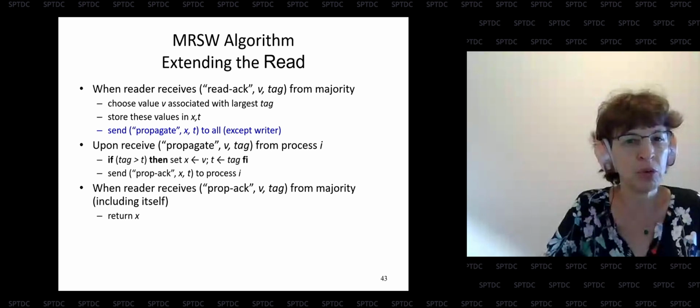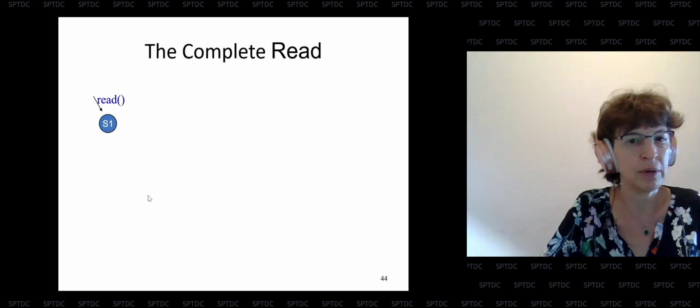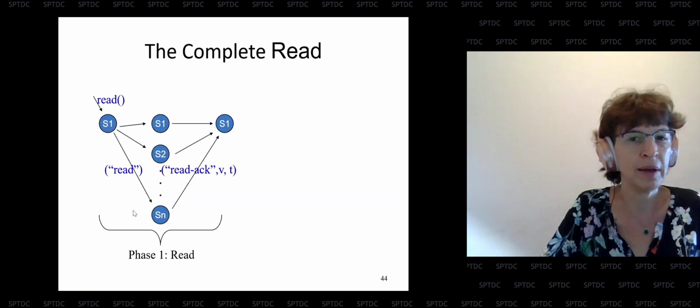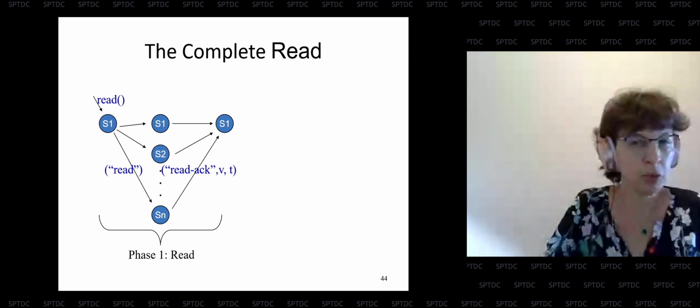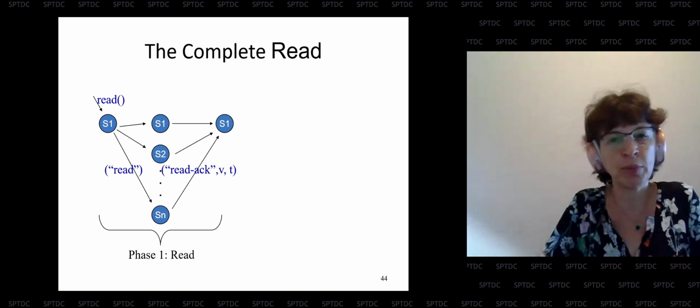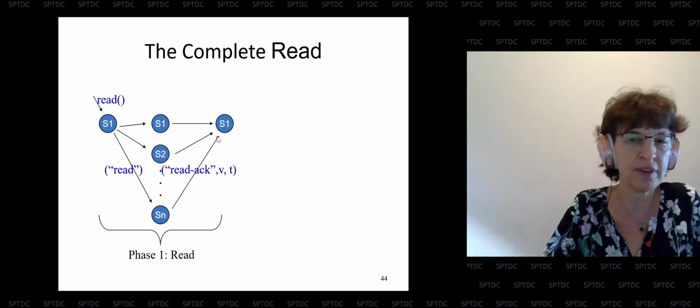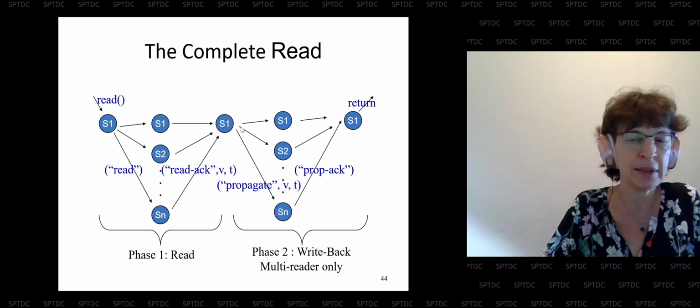This is exactly what we did on write. And then we wait for a majority to send these acknowledgements and to return it. Okay, so this is what it looks like. We do the read, we find the value to return. We know what we're going to return, but we can't go home yet because we have to make sure that the future reads will see the same value. So we propagate it. We wait for it to be propagated to a majority, and only then we return. Okay?